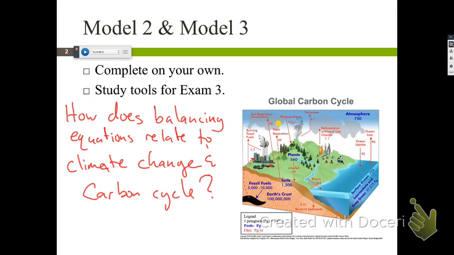So why does it matter? We're increasing the amount of CO2 in the atmosphere. We're burning things at a much faster rate. Not only burning fossil fuels, we're burning plants. We're clear-cutting forests. We're burning down tons and tons of, well, millions of acres of forest.